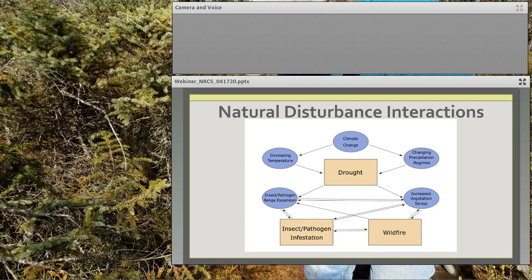Combinations of disturbances which interact with one another inherently decrease forest resiliency, and this can create a positive feedback loop of disturbance, which leads to more disturbance, ultimately increasing the frequency in which a system is exposed to disruption. This is likely to increase the degradation of function over time.